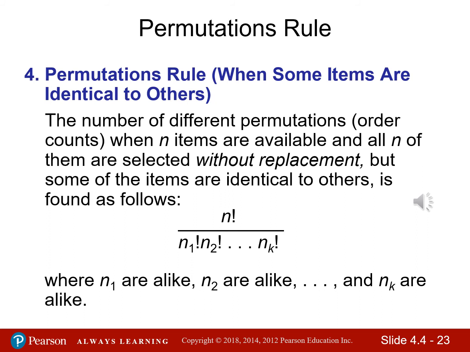So we say the number of different permutations when n items are available and all n of them are selected without replacement, but some of the items are identical to others, is found as follows: n factorial over n1 factorial multiplied by n2 factorial, and so on to nk factorial, where n1 are all alike, n2 are all alike, and nk are all alike.